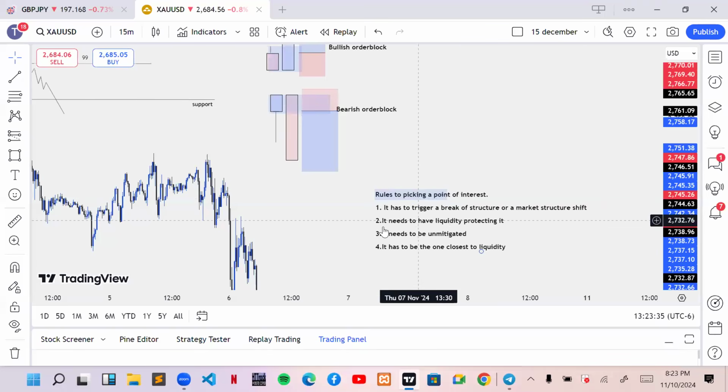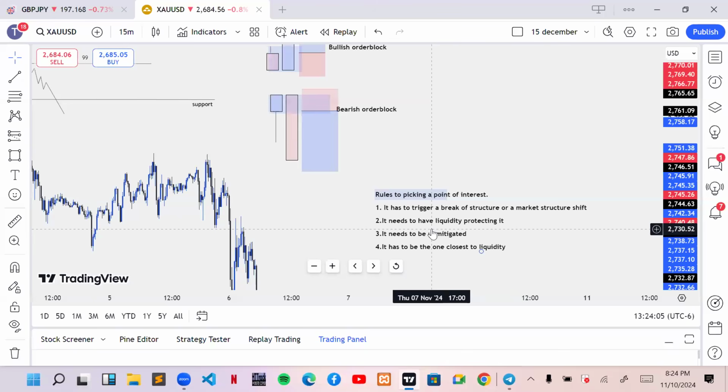The second rule is it needs to have liquidity protecting it. By it having liquidity protecting it, I mean it needs to have an inducement. And what I say my inducement is, is the first pullback a market makes after a structure break or a shift in market structure. So the point of interest, the order block or the breaker block, needs to have triggered a shift in market structure or a break of structure. The second rule is it needs to have liquidity, that is inducement.